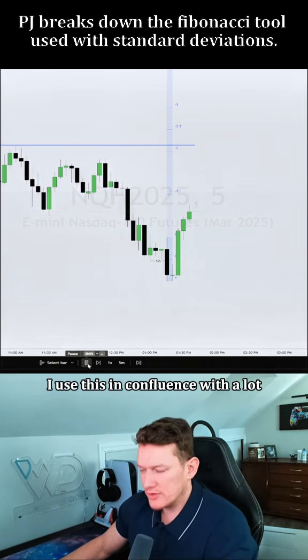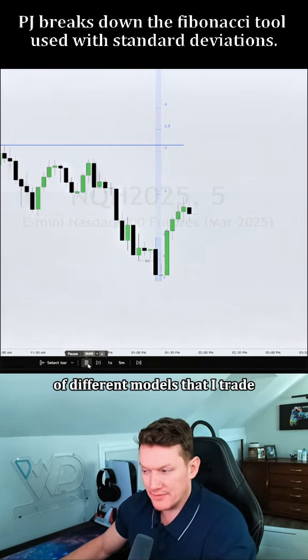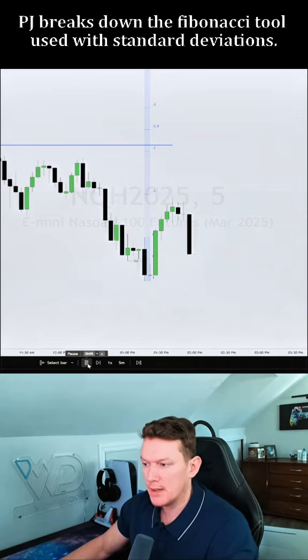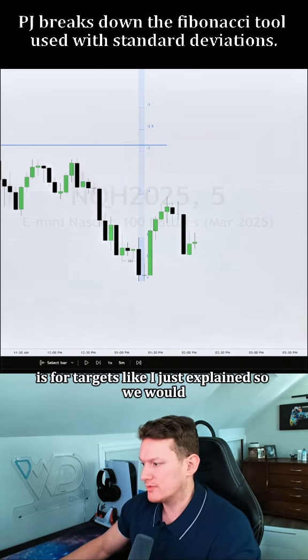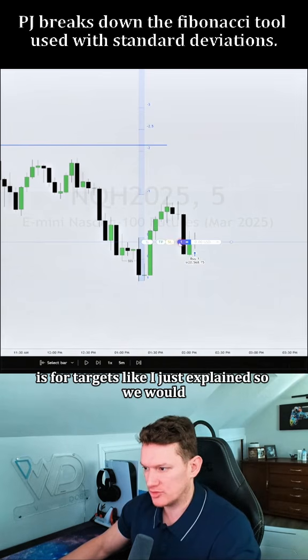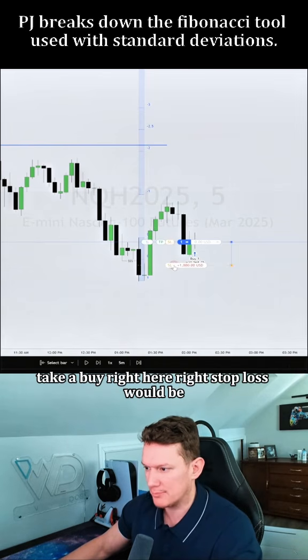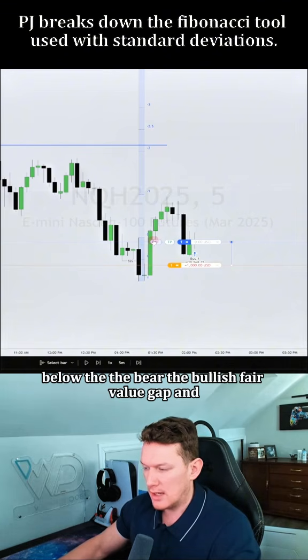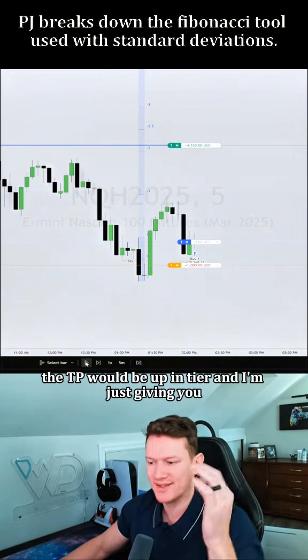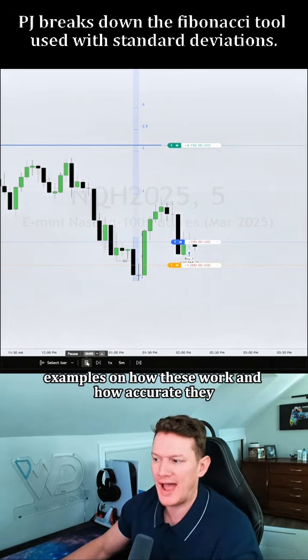So I use this in confluence with a lot of different models that I trade, but what I use it most for is for targets, like I just explained. So we would take a buy right here, right? Stop loss would be below the bullish fair value gap, and the TP would be up in here. And I'm just giving you examples on how these work and how accurate they are.